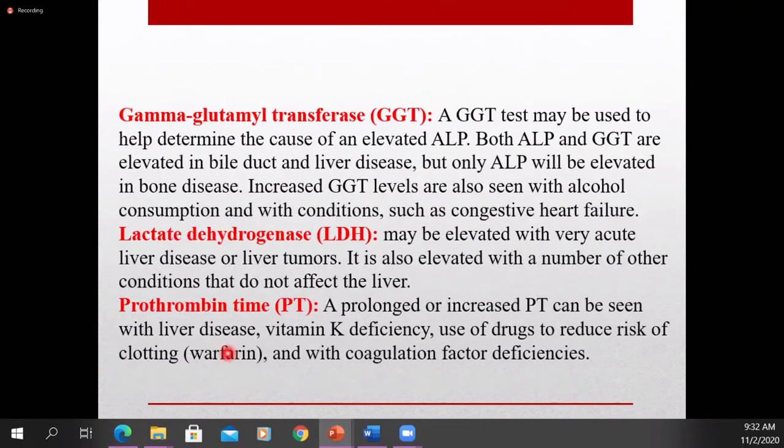Gamma-glutamyl transferase is also another liver-specific enzyme. Dehydrogenase is another enzyme. Prothrombin time is also another marker, but it is an indicator of vitamin K deficiency rather than liver diseases. Okay.